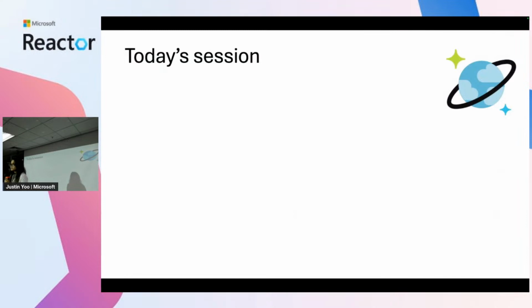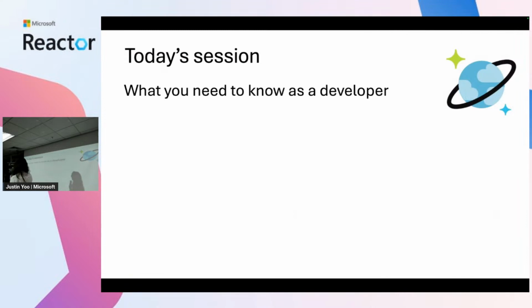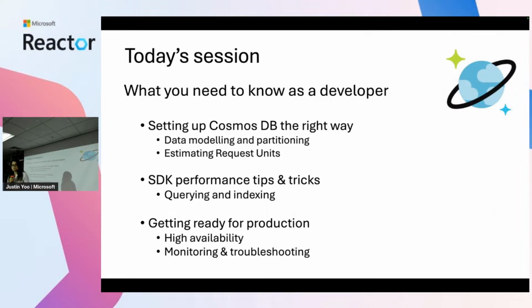Today's session will be covered in three parts. First is setting up Cosmos DB in the right way. We'll cover data modeling, setting up the partition key, and estimating capacity for our containers in Cosmos DB. Then we'll move to the development of the application, that's your client side. We'll talk about some of the optimizations that you can do using the SDKs that we provide in Cosmos DB. And finally, before moving to production, what things you need to keep in mind for high availability, and monitoring and logging for your application.